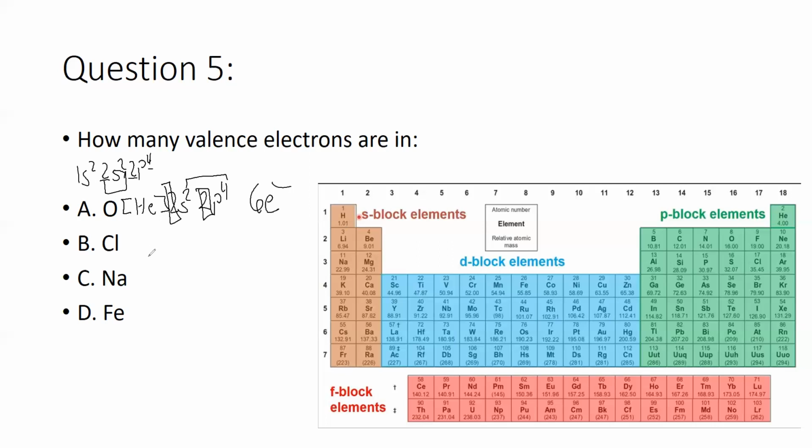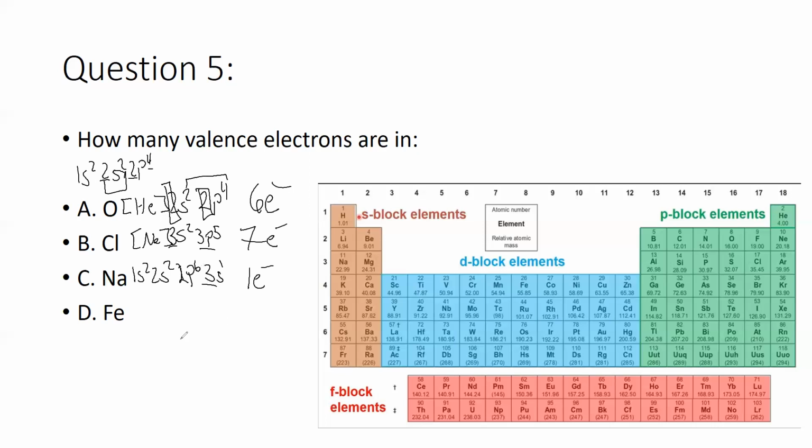So let's look at chlorine. Chlorine has the electron configuration of neon, 3s2, 3p5. The third energy level is the highest. So it has 7 electrons. 2 plus 5 is 7. Sodium, I'll write out the whole thing for sodium. 1s2, 2s2, 2p6, 3s1. Third energy level is the highest. We have 1 electron there. So we have 1 valence electron.